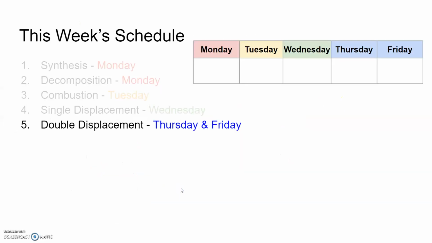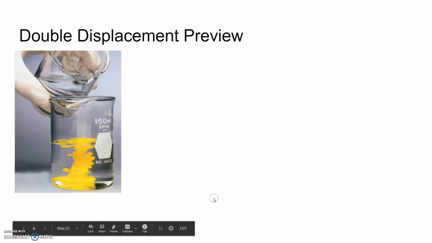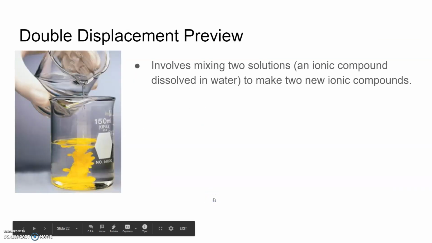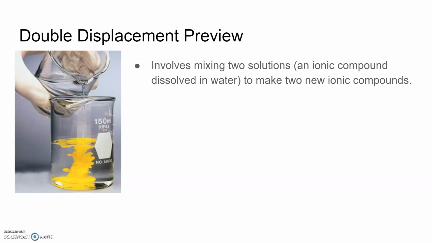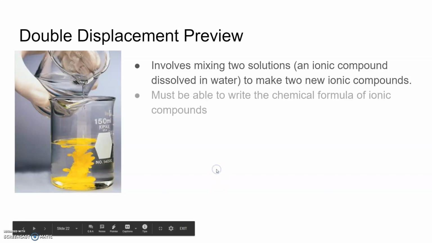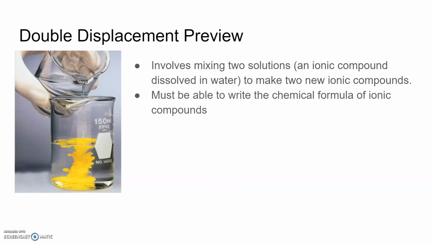Okay, so that's all we really need to know for single displacement. But tomorrow and Friday, you're going to be learning about double displacement. A double displacement reaction involves mixing two solutions, which are made up of ionic compounds dissolved in water. And when you mix those two solutions, you're going to make two new ionic compounds. So in order to be successful in this, you need to be able to write the chemical formula of ionic compounds.